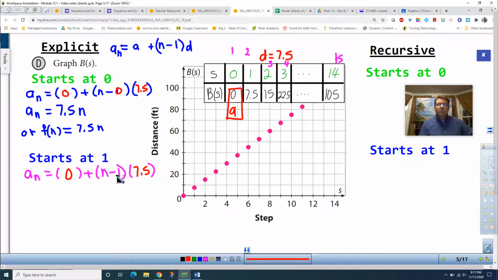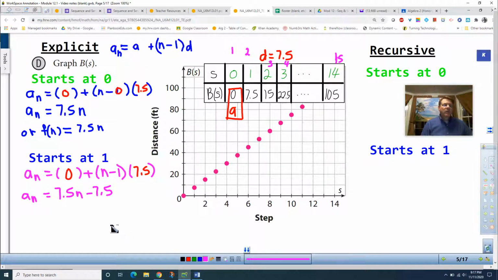Now, because the 1's there, we're going to have to distribute the 7.5. So that part's going to be a little different. So A sub n, and that just disappears. And so 7.5 times n is 7.5n, and then times -1 would be negative 7.5. Okay, so there's that.